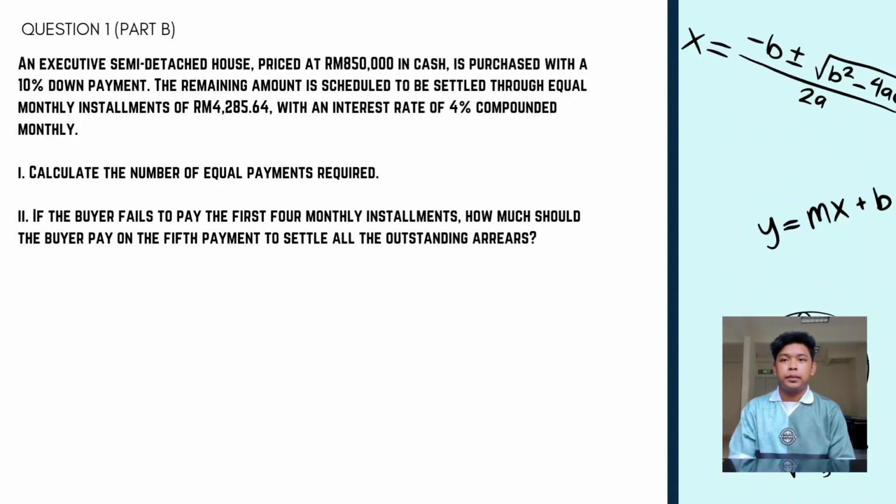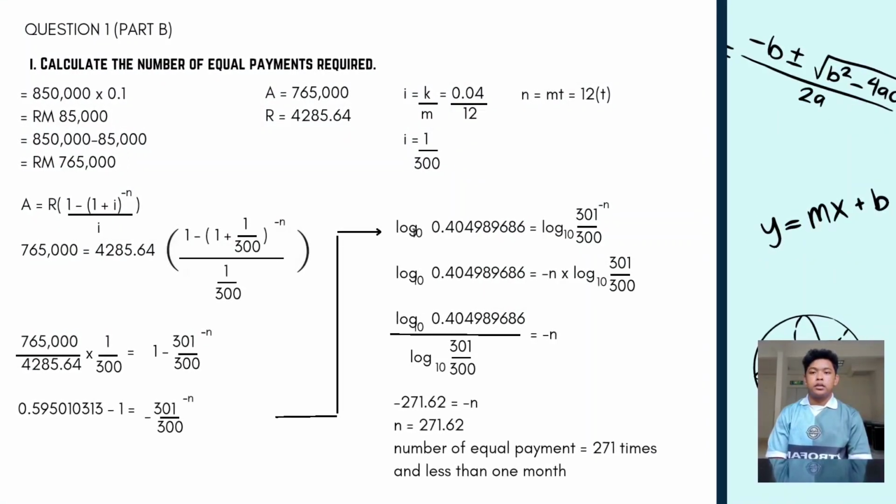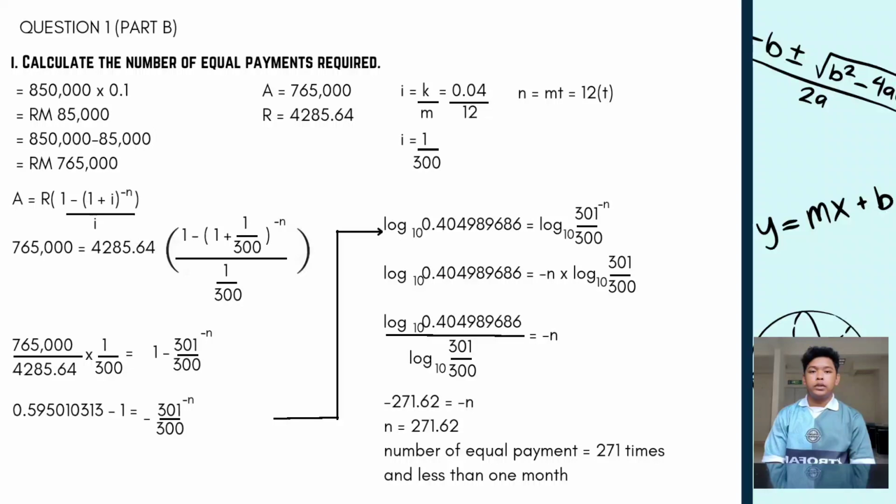For question 1, part B is an executive semi-detached house priced at 850,000 in cash, purchased with a 10% down payment. The remaining amount is scheduled to be settled through equal monthly installments of 4,285.64 with an interest rate of 4% compounded monthly. Question 1. Calculate the number of equal payments required.